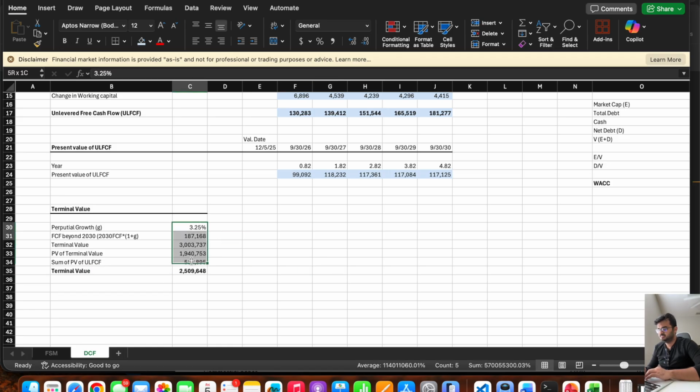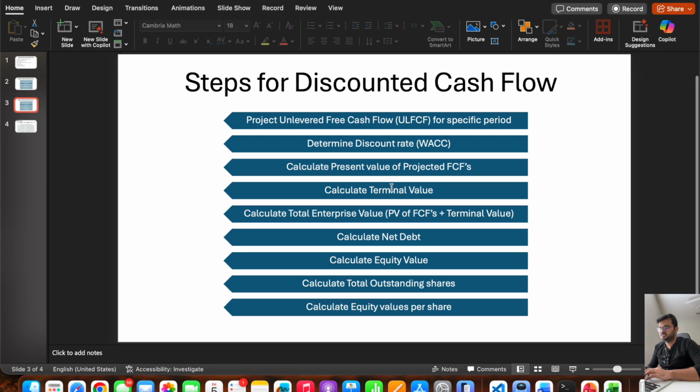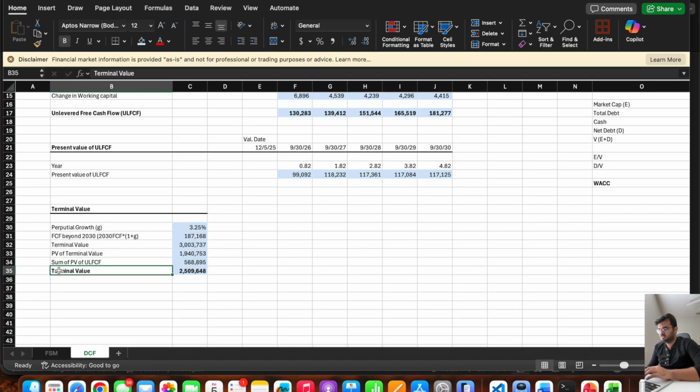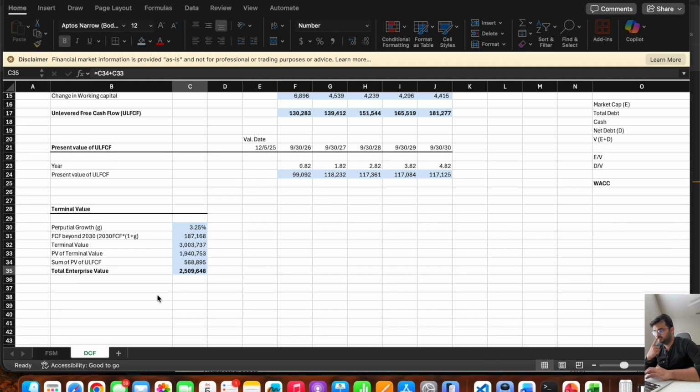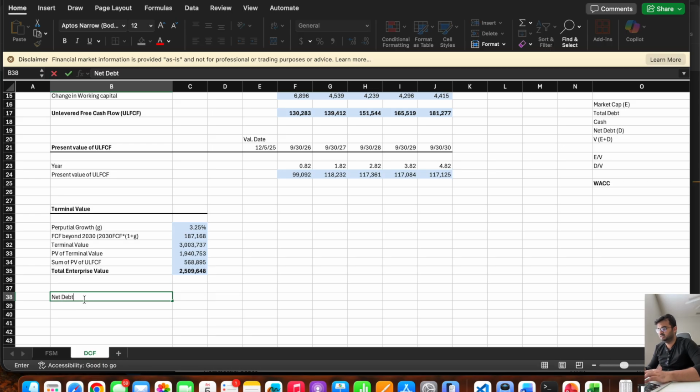So with this, the step number, I think 4 is done. Sorry, I think this is the total enterprise value. My apologies. Total enterprise value. Okay. This is done. Then our next step is calculating the net debt. Net debt, I think we don't need to do much about it because we already calculated it while we did the WACC calculation. So we can just reuse that number here.